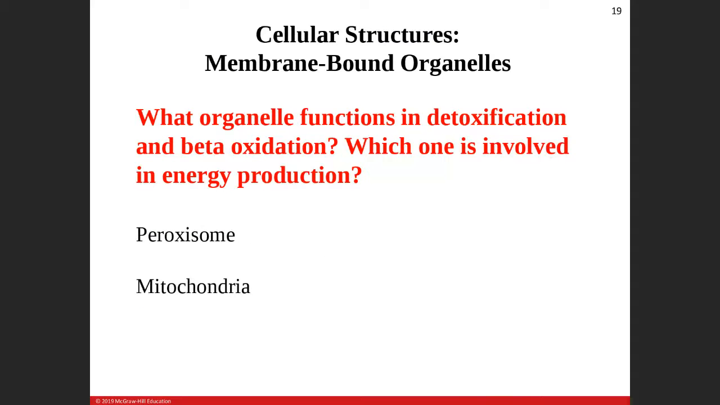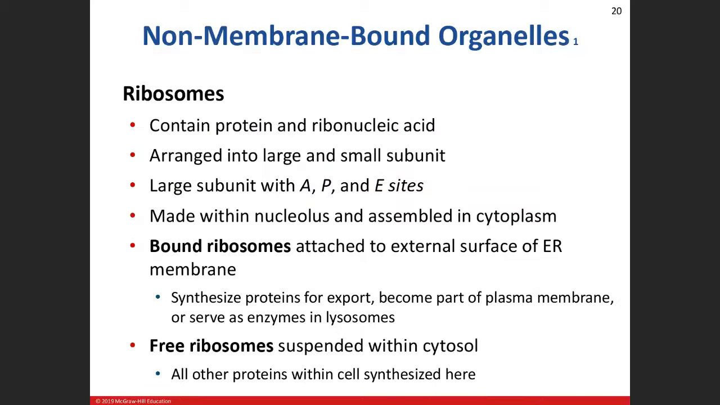So what organelle functions in detoxification? What organelle functions in detoxification and beta oxidation? That would be the peroxisome. And then for energy production, that would be the mitochondria. All right, let's jump into the non-membrane bound organelles, and that's going to be our ribosomes.